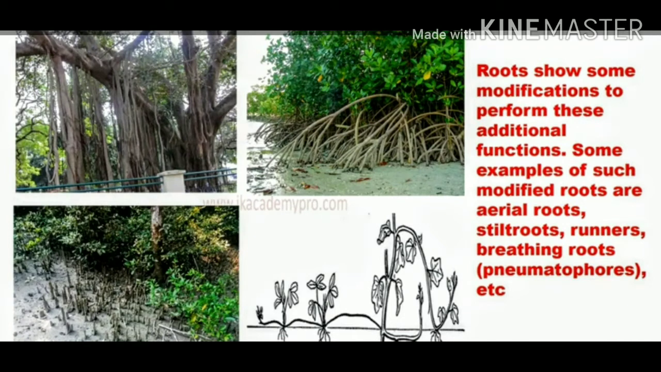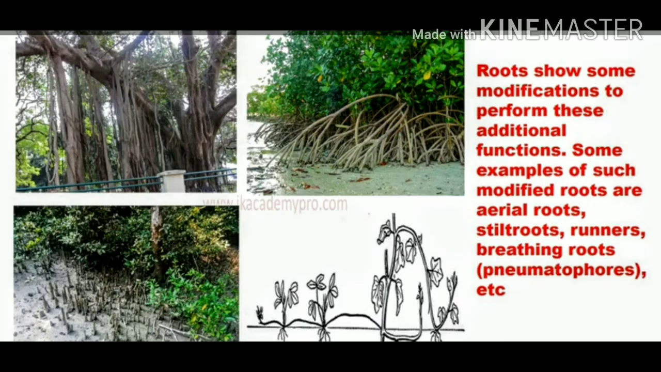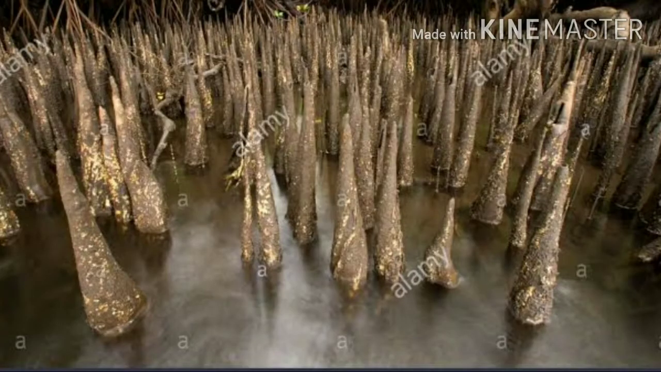In the second picture, you will find that roots are coming out from the branches and they are going back into the soil. So such roots are called stilt roots. Then we have roots coming out from the soil up above the soil. Such roots are called breathing roots. So they help them in breathing. These roots grow mostly in marshy areas.